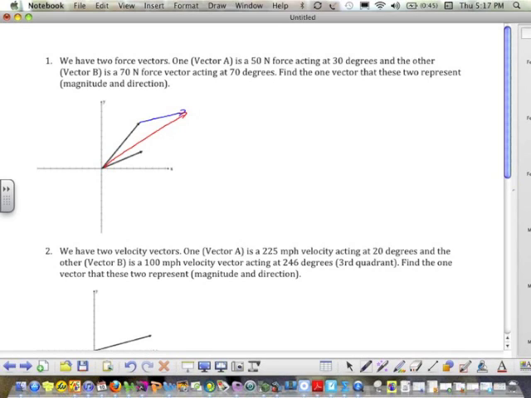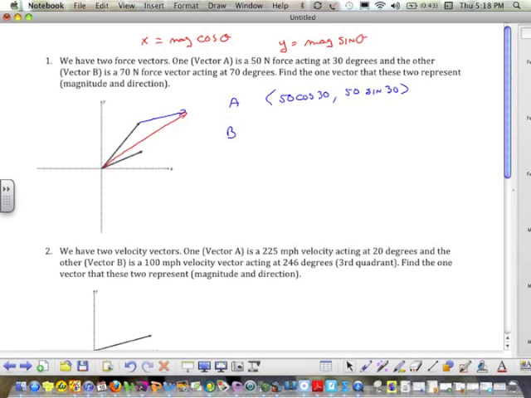So now what I'm going to do is take each vector and change it to XY notation. So I'm going to change vector A and I'm going to change vector B. So the first one, the magnitude's 50 and the angle's 30. So remember, I'll write at the top, x is equal to the magnitude times the cosine of the angle, and y is equal to the magnitude times the sine of the angle. So for the first one, it's going to be 50 times the cosine of 30 and 50 times the sine of 30.